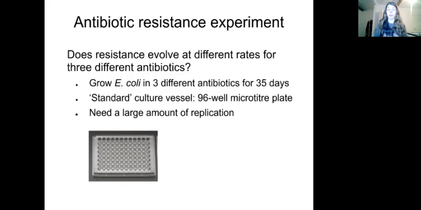So I did an experiment where I grew E. coli in the presence of these antibiotics for 35 days using a standard culture vessel. If you're used to doing microbiological or tissue culture experiments, you might have encountered a 96 well microtiter plate. It's a very standard piece of equipment. And now I'm studying evolution. So I wanted to have a really large amount of replication because evolution being a random process, to understand how things happen in a repeatable way, you need to have lots of repeated examples of the process you're studying.